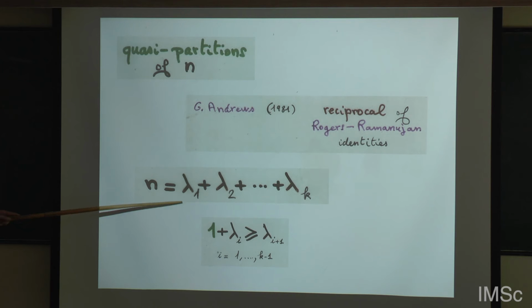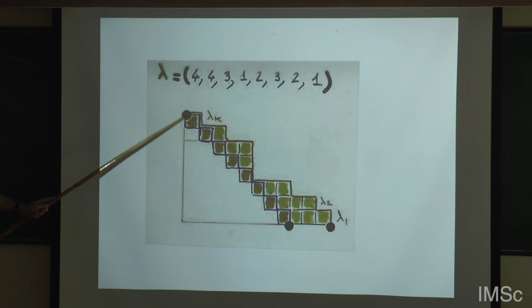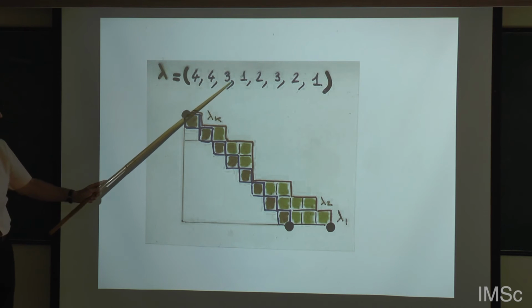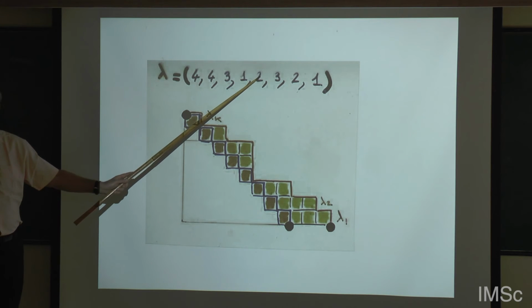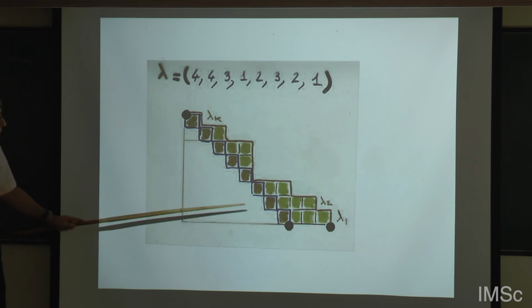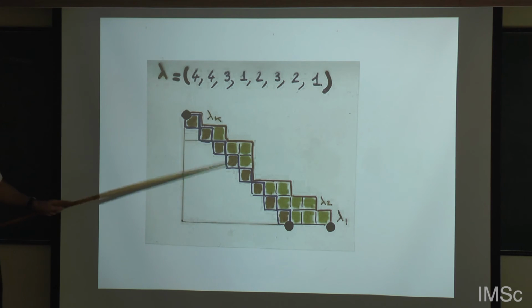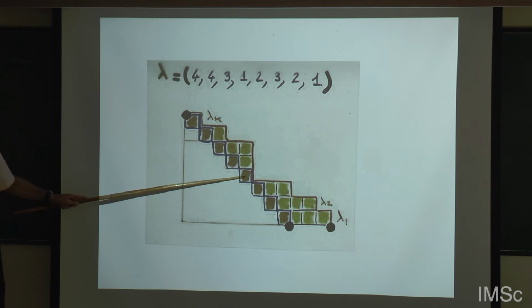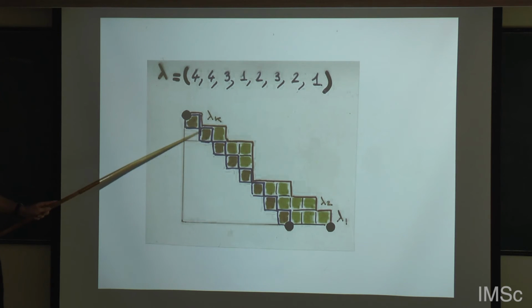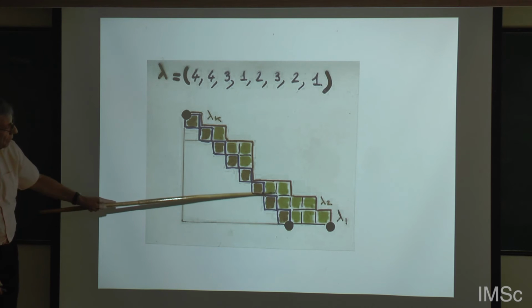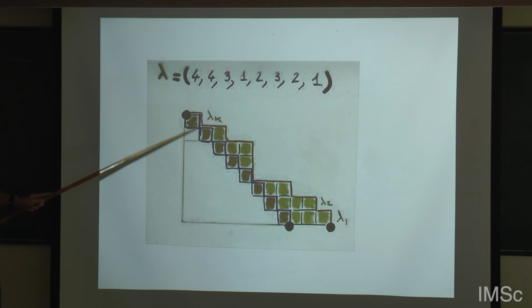is that he takes quasi-partitions. Instead of a partition where the numbers go decreasing, the parts can increase a little, by 1. Sometimes they go decreasing and they can increase by 1. So this is visualized by this picture. You see the 4, 4, 3, you go decreasing, 3, 1, and then it's allowed to increase by 1. 2, 3, 2, so you can put this quasi-partition in this picture. 4, 4, 3, so you put a stair here, and you get 4, 4, 3, 1, 2, 3, 2, 1.